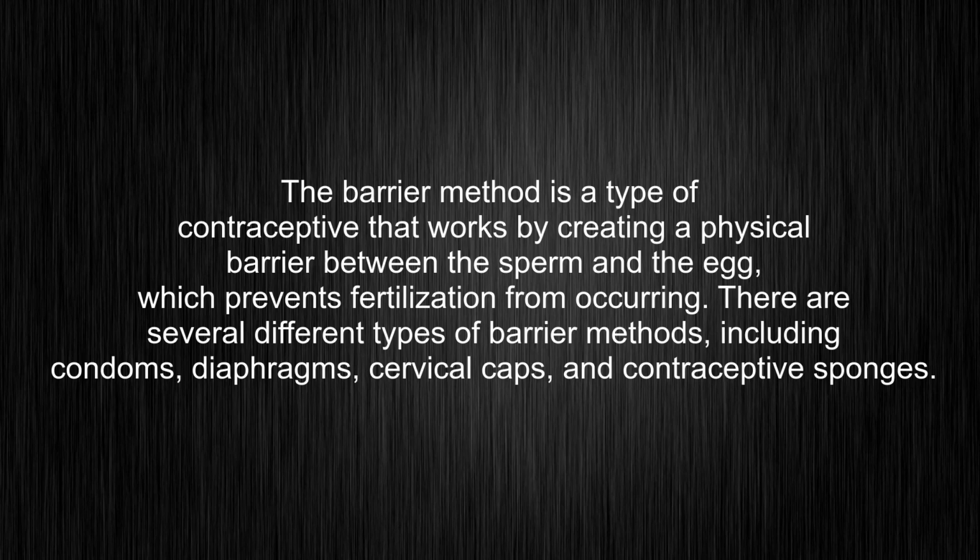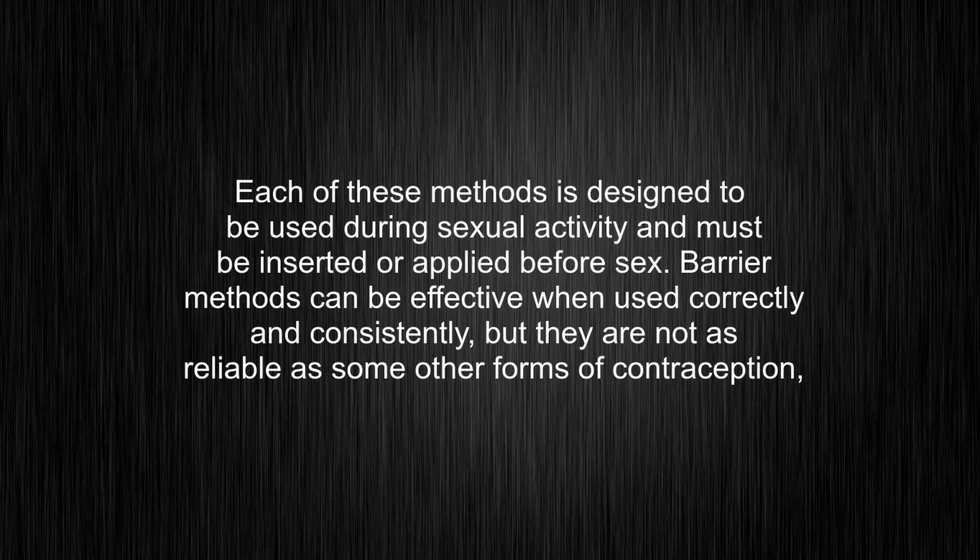The barrier method is a type of contraceptive that works by creating a physical barrier between the sperm and the egg, which prevents fertilization from occurring. There are several different types of barrier methods, including condoms, diaphragms, cervical caps, and contraceptive sponges. Each of these methods is designed to be used during sexual activity and must be inserted or applied before sex.